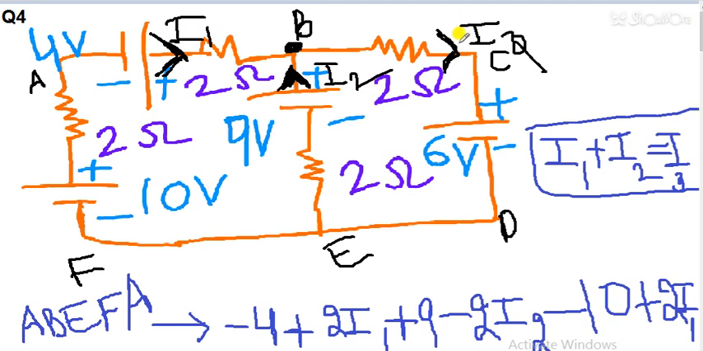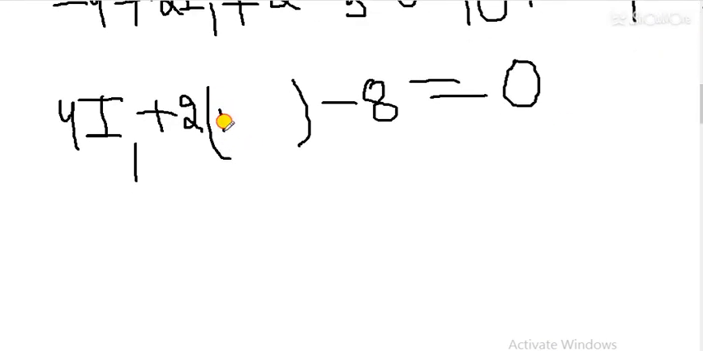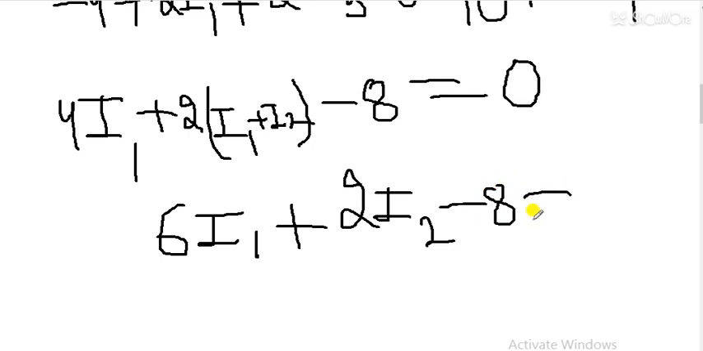So students, you can see I3 is equal to I1 plus I2, so I put that value in the equation. Now I have to put the value I1 plus I2. After putting this value and opening, I will get 6I1 plus 2I2 minus 8 equal to 0. So this is the second equation that I got.